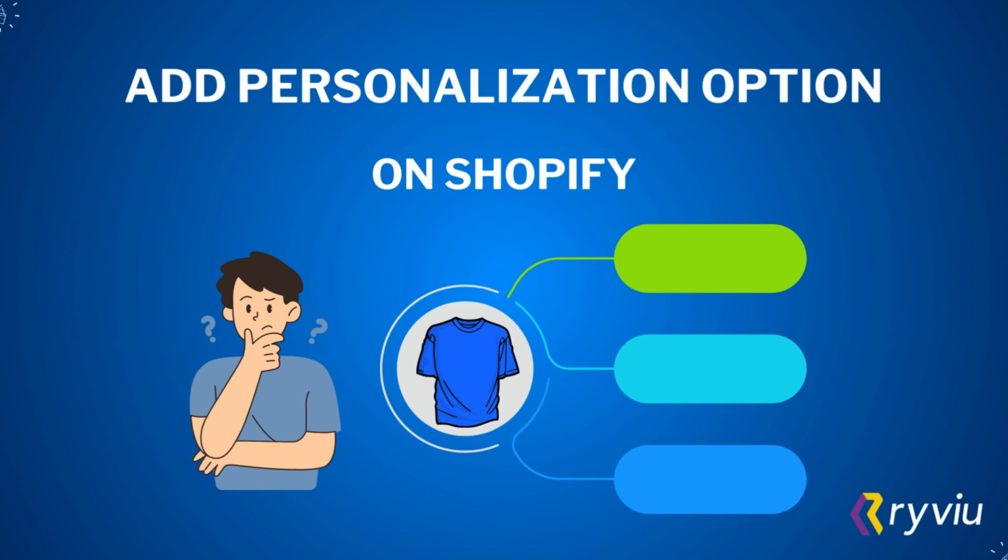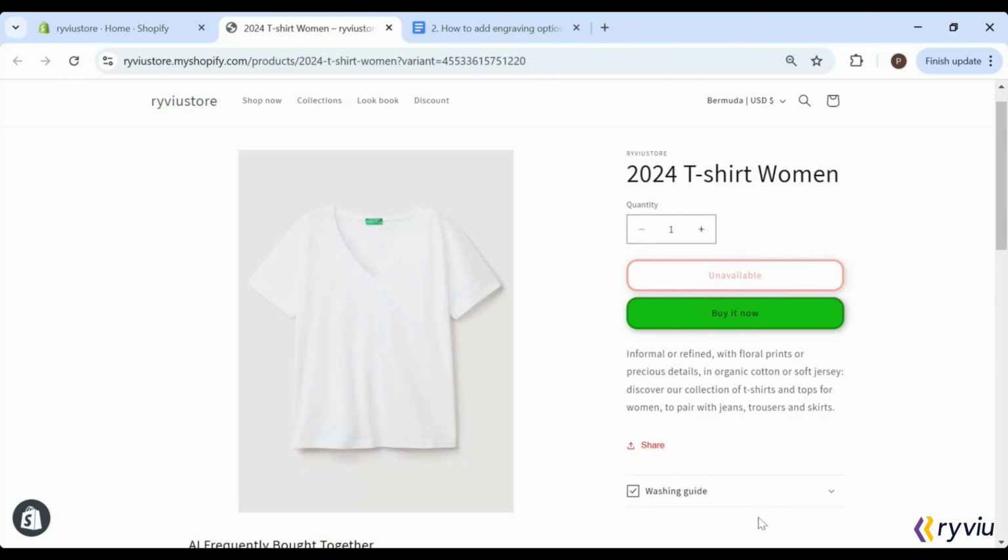In this video, I'll show you two simple ways to add personalization options on Shopify: creating variant-based options for preset choices, and adding a custom text field for customer details. Let's dive in. Option 1.